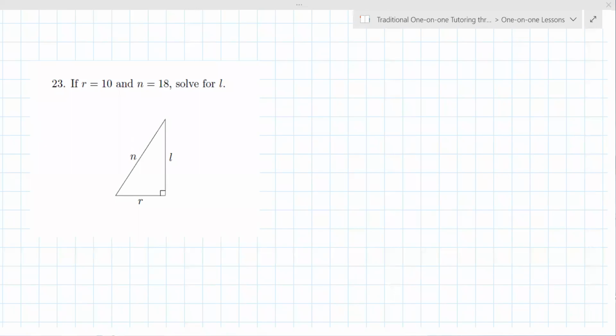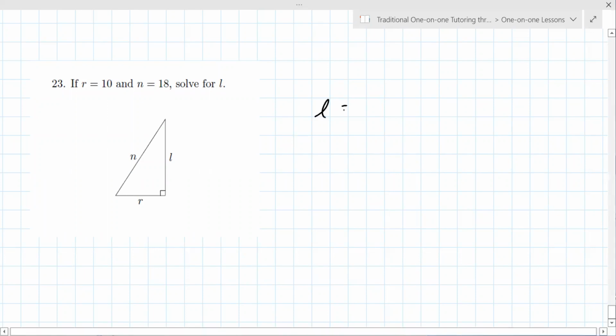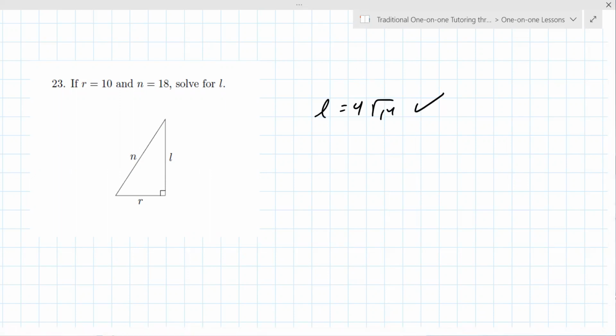Okay, I got it. All right, what is your final answer? 4 square root 14. Yes, that is correct. Okay, very good. Why don't you take just 1 minute to refresh, reset yourself here, and we're going to move into some other stuff. So I'll check back with you in about 1 minute.